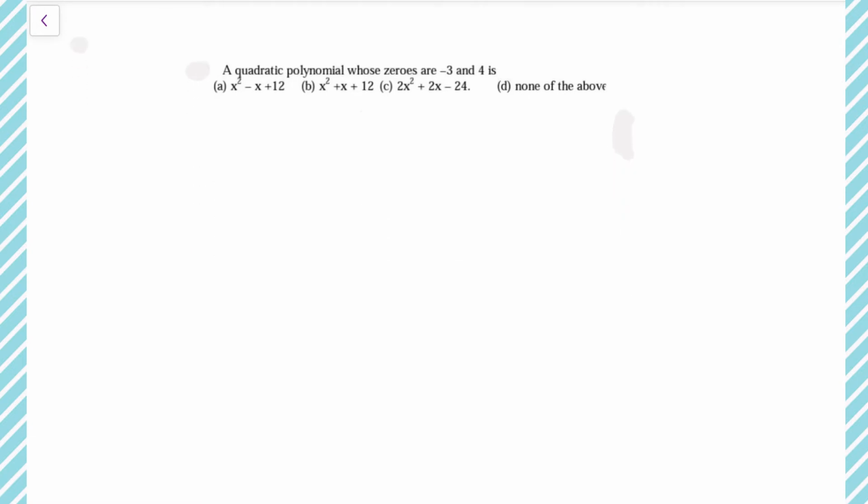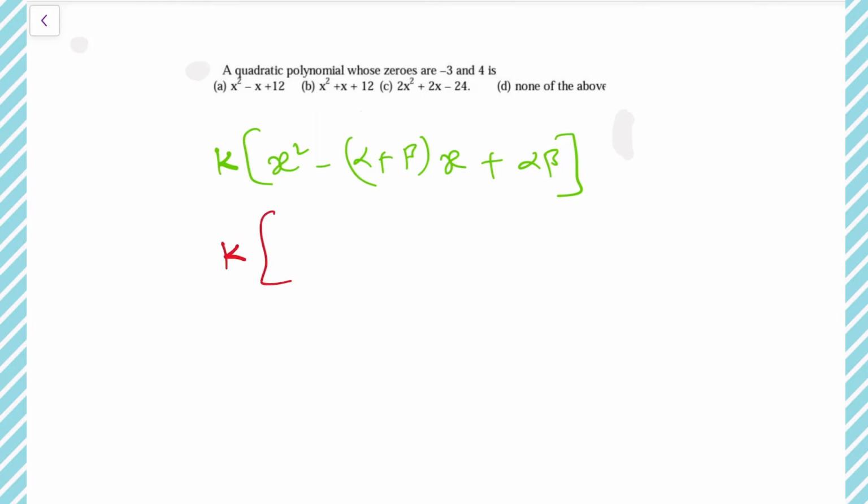Next, a quadratic polynomial whose zeros are -3 and 4. So we have one formula related to this, that is k times x square minus alpha plus beta into x plus alpha beta. Here alpha and beta both are zeros. So here the zeros are -3 and 4, right? So let us substitute there. This k is a constant, we need not worry about this k. X square as it is, minus alpha is given as -3 plus beta is given as 4 times x plus alpha is -3 into beta is 4.